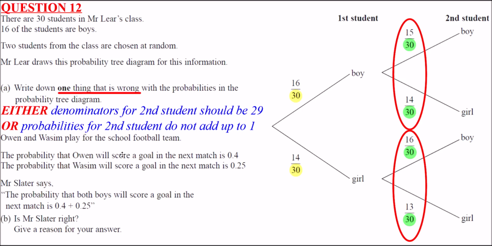Well, the chance of one boy scoring and then the other boy scoring too, if one happens and then the other scores, and means we multiply the probabilities. If 2 things happen together, we have to multiply the probabilities, not add them. So ultimately he's wrong. Something like this would be enough to secure the mark. No, he's not right, because the probabilities should be multiplied together, not added. It should be 0.4 times 0.25, not 0.4 plus 0.25.